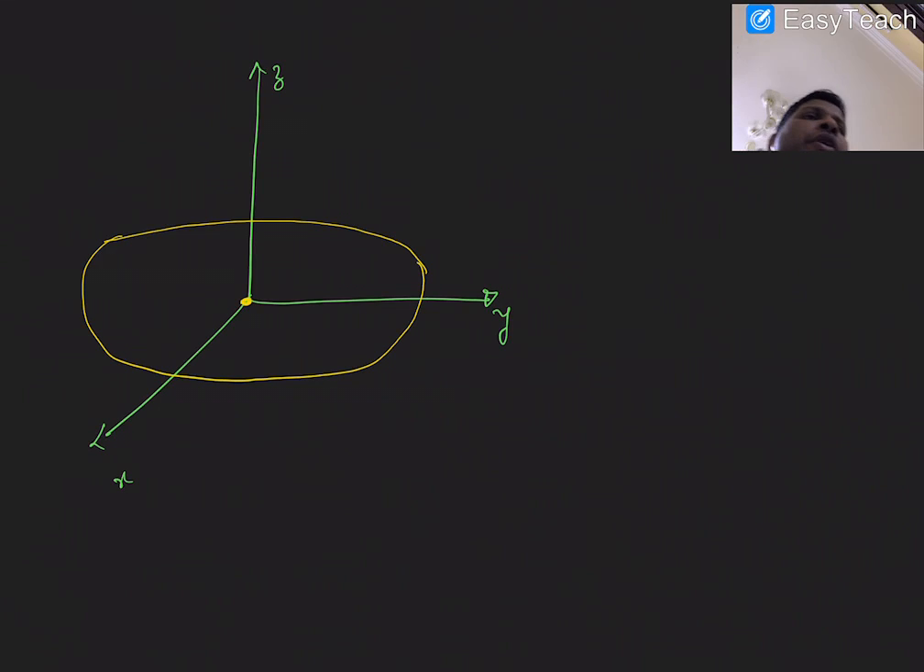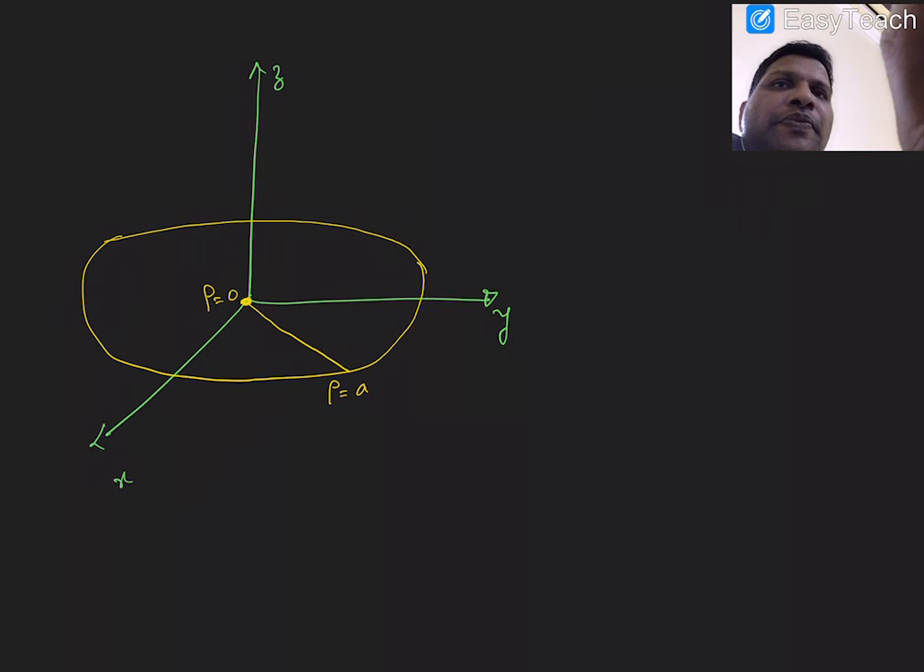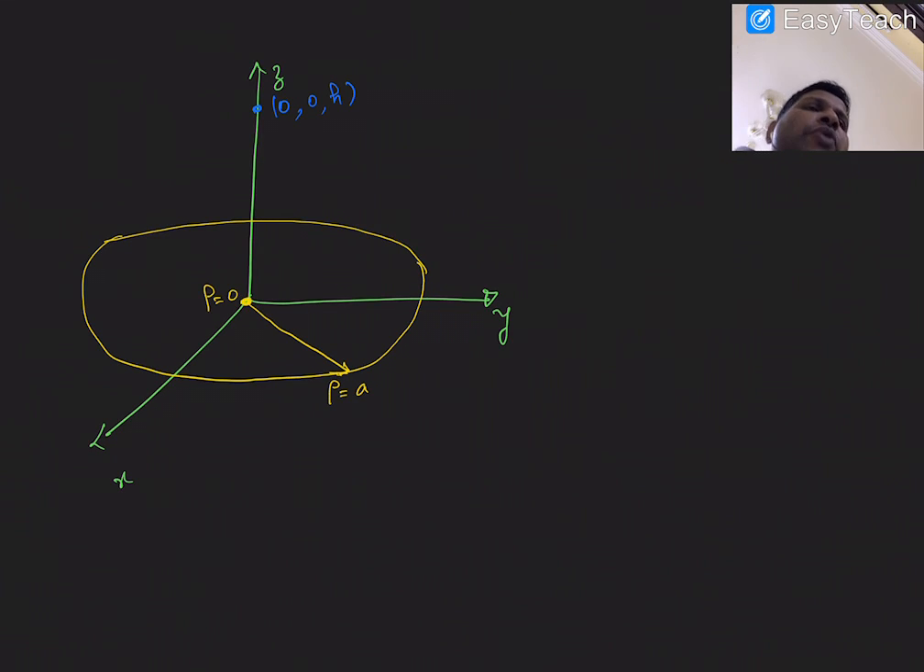Okay, now this is your component which is rho, which is changing from rho equal to 0 to rho equal to A. So this is the radius. Now there is some point here which is 0, 0, h. We want to find what is the potential at this point. So we will first take a small component here which is ds.